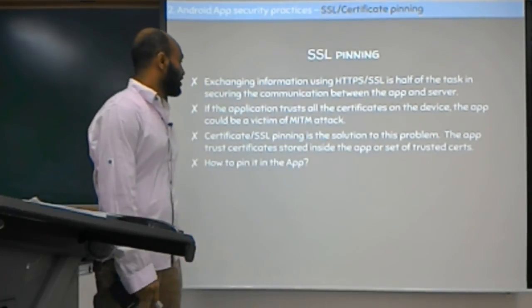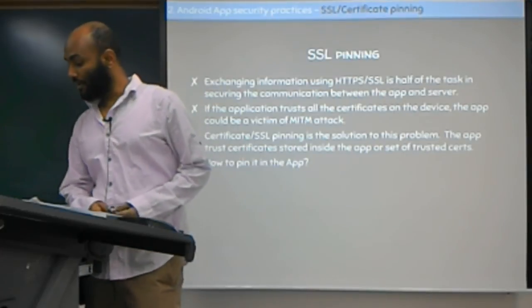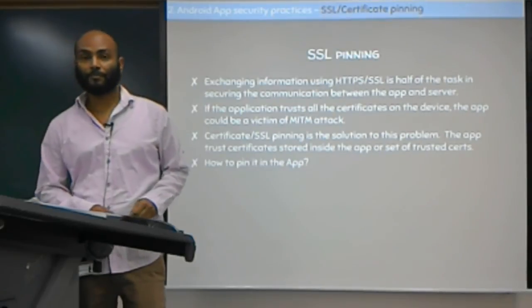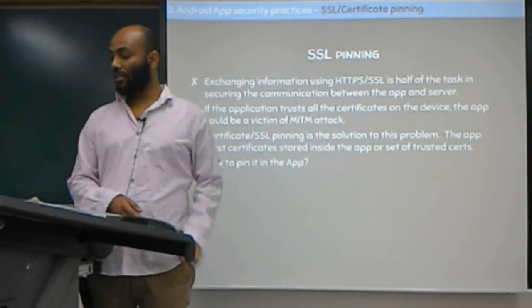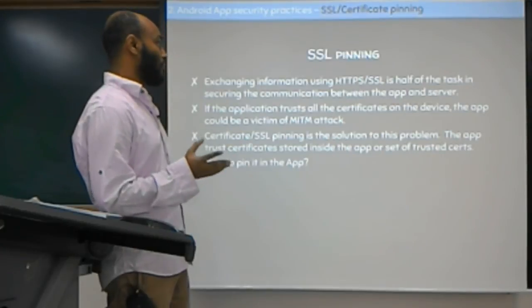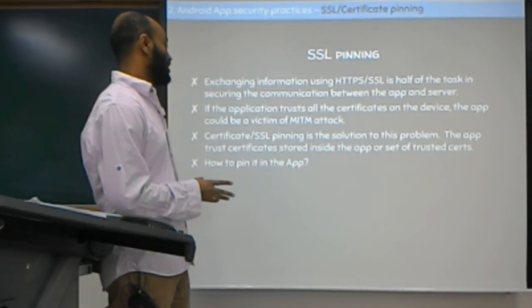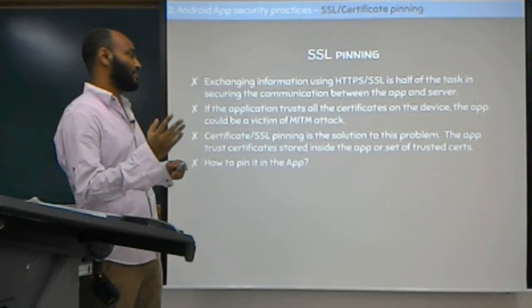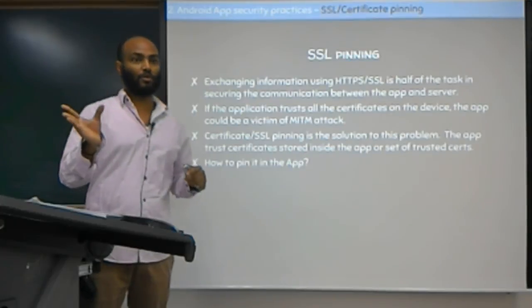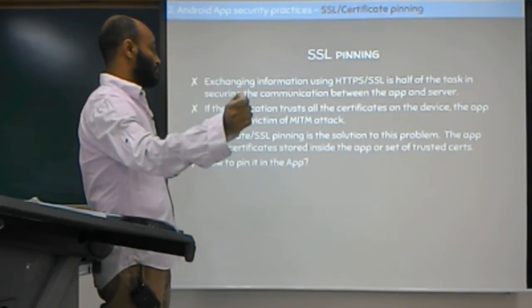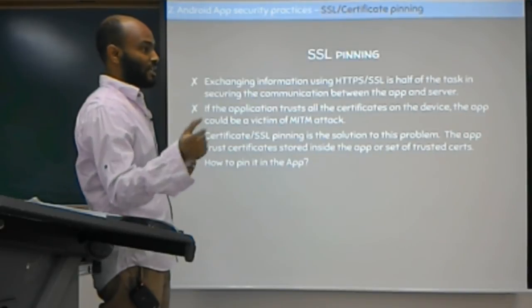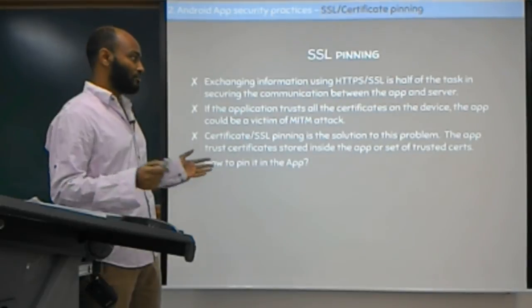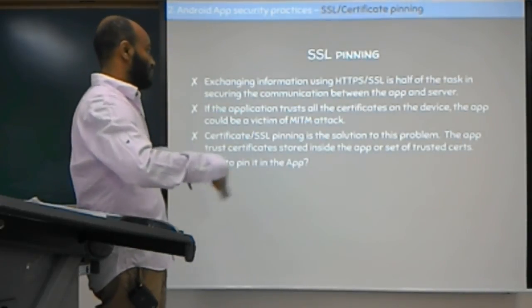So SSL certificate pinning is a solution for this problem. The app trusts only its own certificates, not every certificate stored on the device. Like if the Amazon application is connecting to the Amazon web server, it only checks the Amazon certificate. If there is any other certificate on the device, they will kill the application. So they are not communicating anything on that connection.